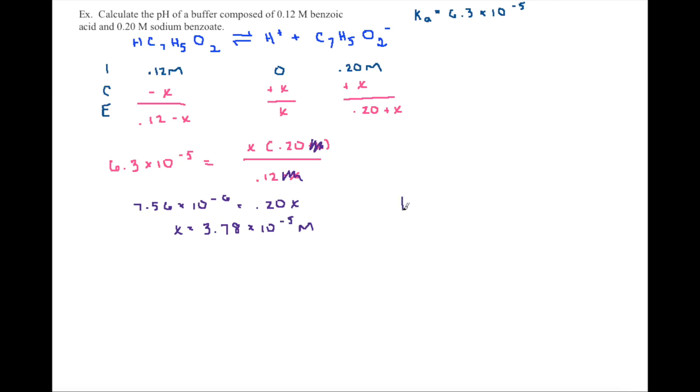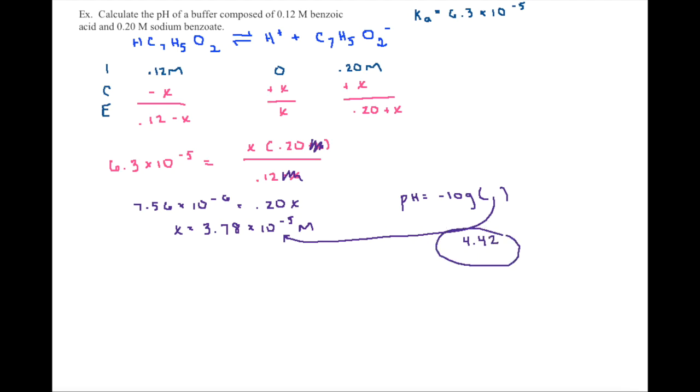Now all I need to do is calculate my pH. So my pH equals the negative log of that value, because that's my concentration of H plus. And so when I calculate that, I end up getting 4.42 for my pH.